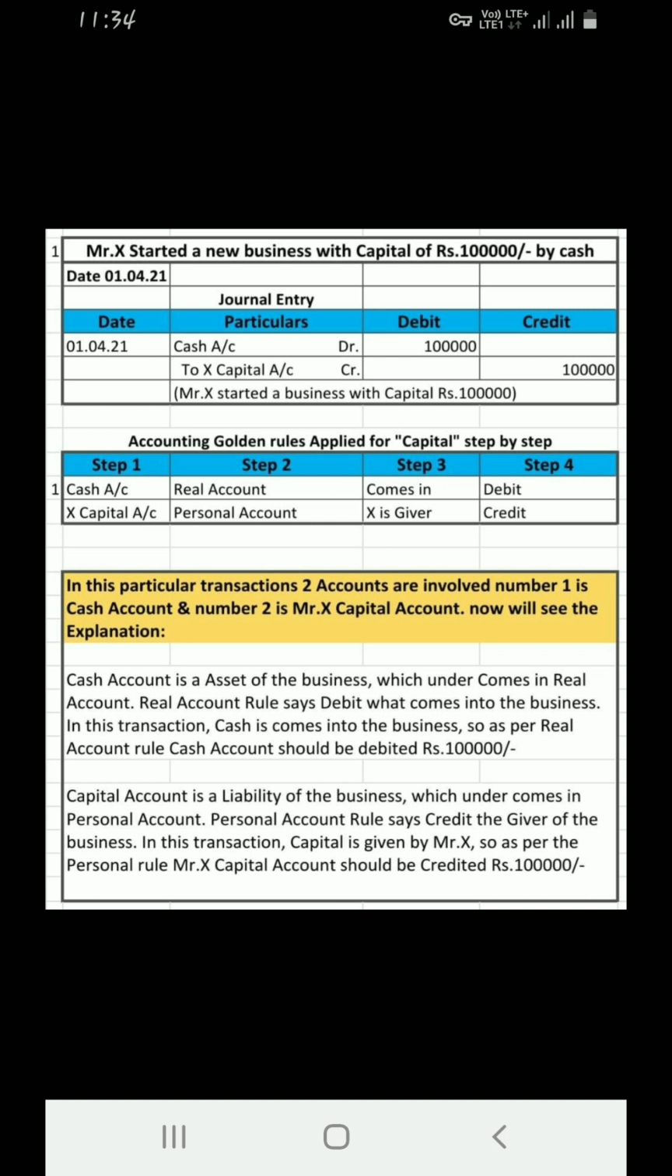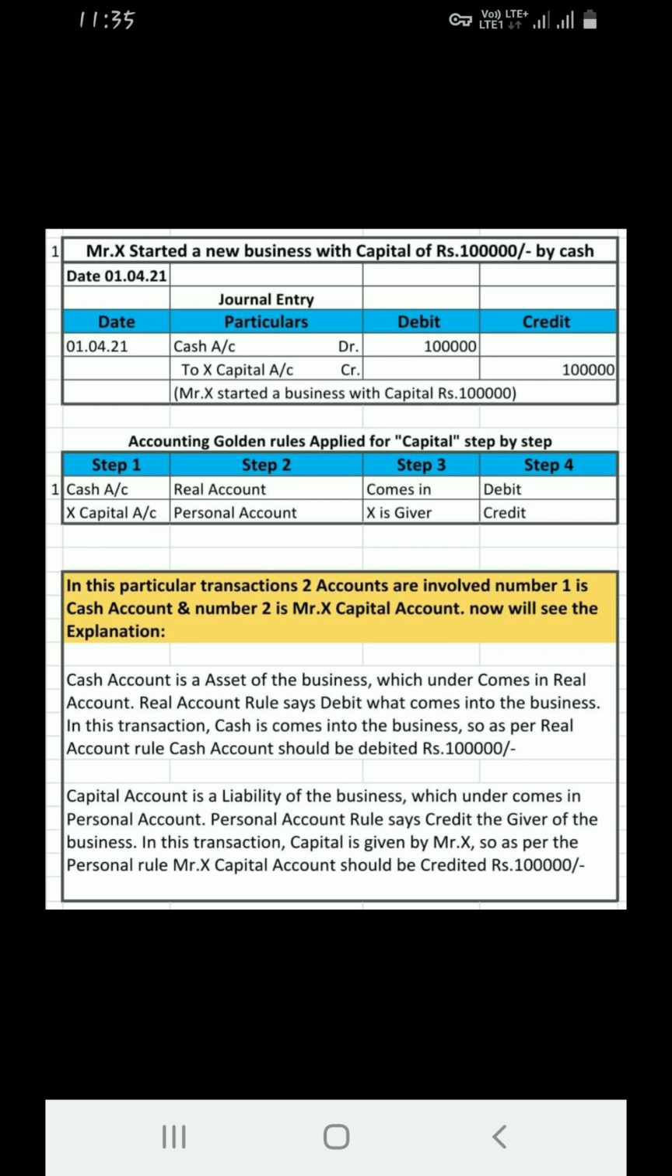Debit cash account rupees 1 lakh and credit Mr. X capital account rupees 1 lakh. I will repeat again. The entry is debit cash account rupees 1 lakh and credit Mr. X capital account rupees 1 lakh.